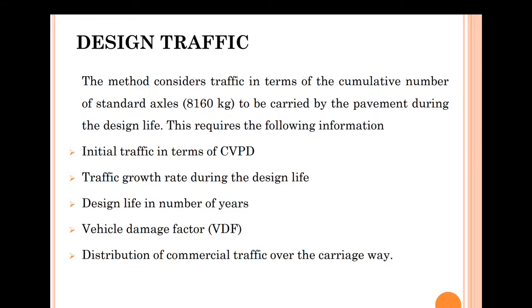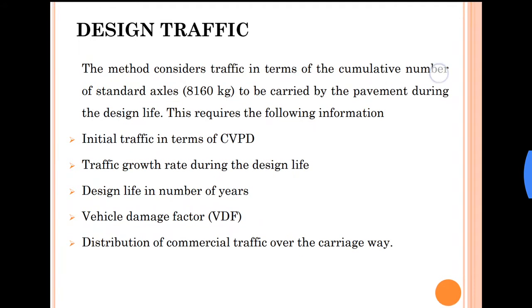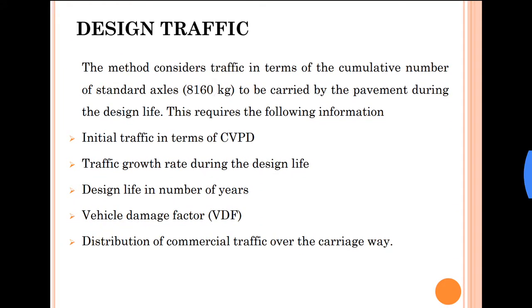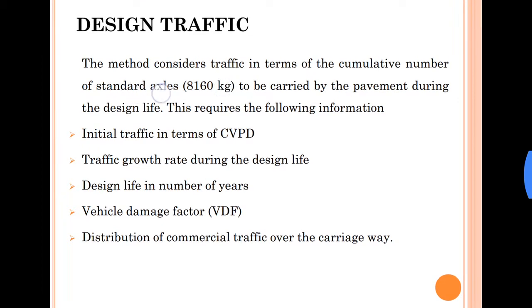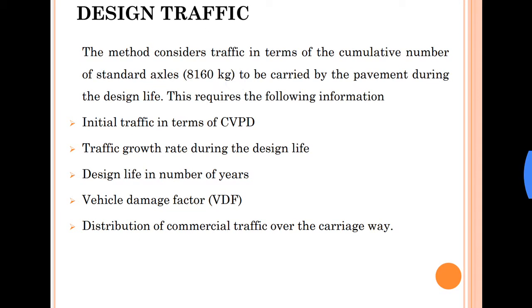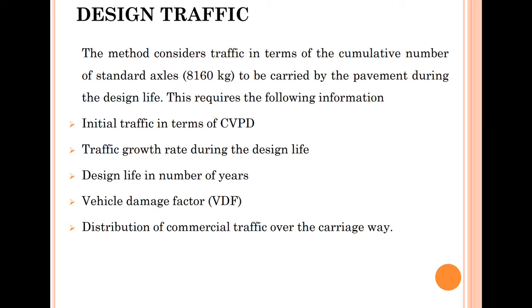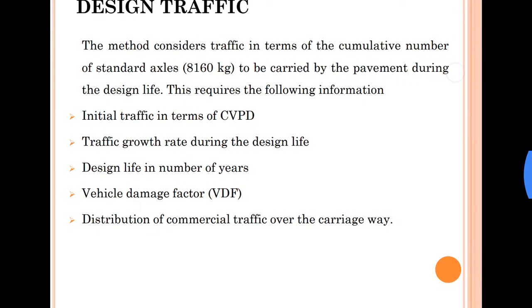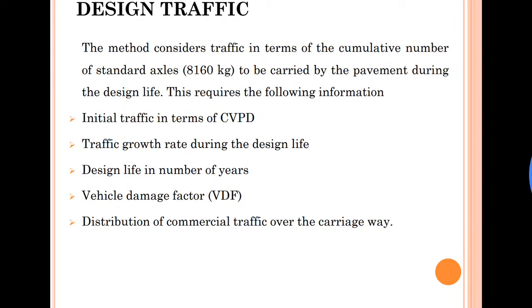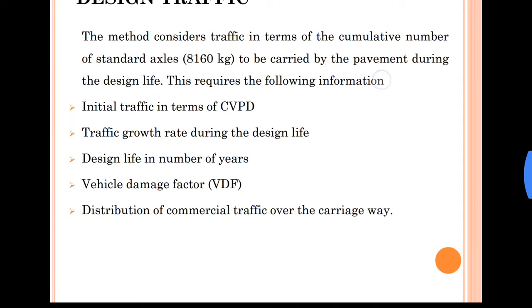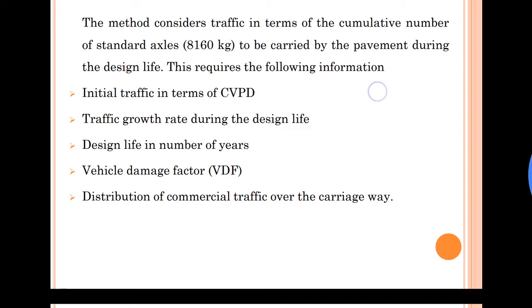The method considers traffic in terms of the cumulative number of standard axles. Okay, so as we already know, the standard axle load is considered to be 8160 kg, to be carried by the pavement during the design life. Okay, there is some design life that we consider, some number of years for which we design the pavement. This requires the following information. Okay, so for the design, what all information do we need?